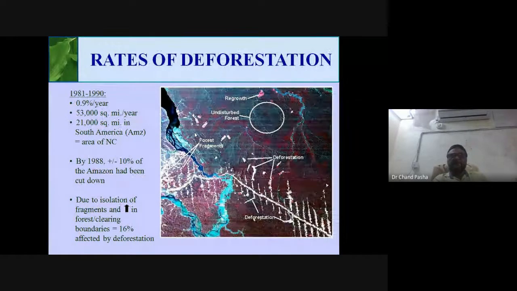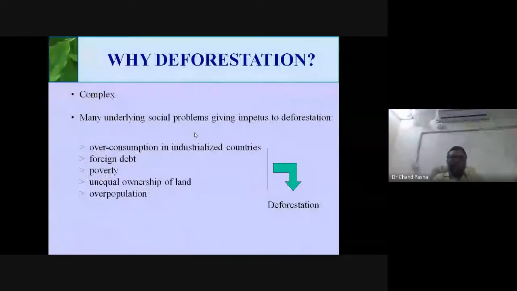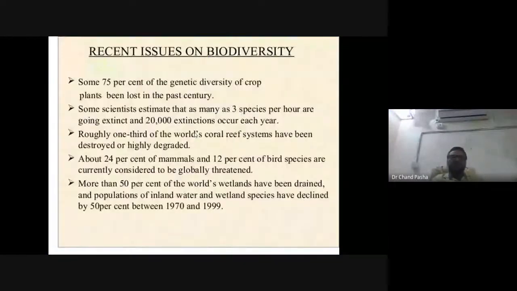Huge deforestation is going on. Earlier it used to appear like this, now this is caused because of commercial reasons. In Andhra Pradesh, the situation is, don't say Andhra Pradesh, but here also. Some 75% of the genetic diversity of crop plants has been lost in the past century.